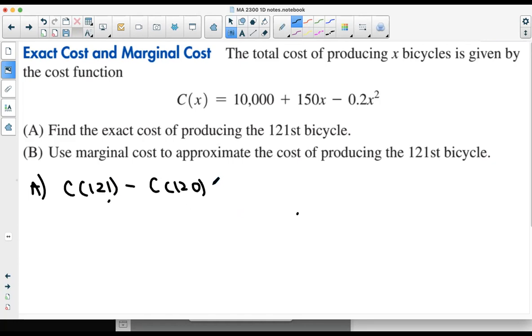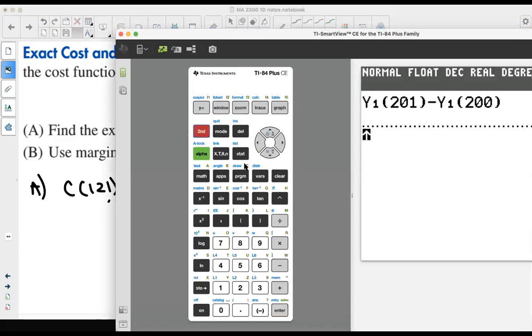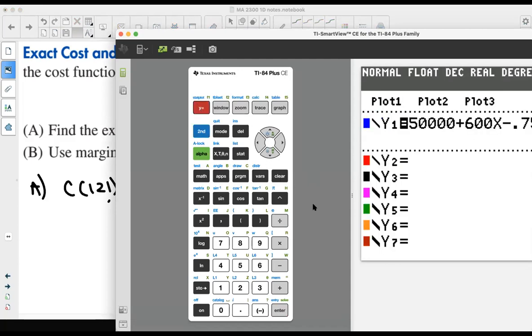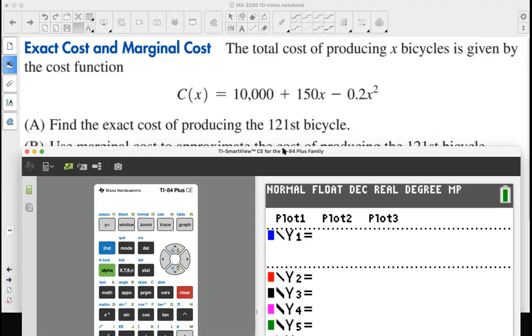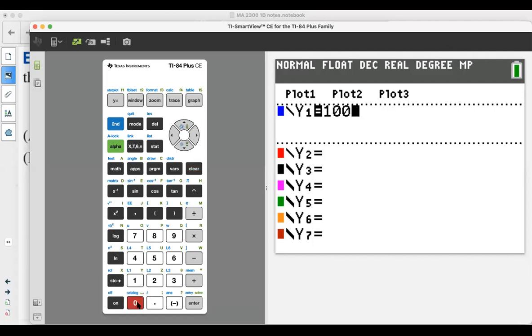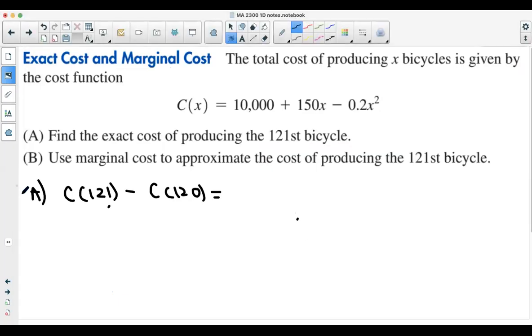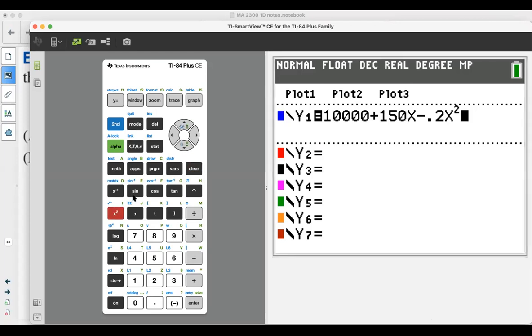So the way that I can do this one, as we have done it earlier, I'm gonna put down y equals, and then the function is 10,000 plus 150x minus 0.2x squared. I think it was this. Yeah. So that was the function that we typed in.